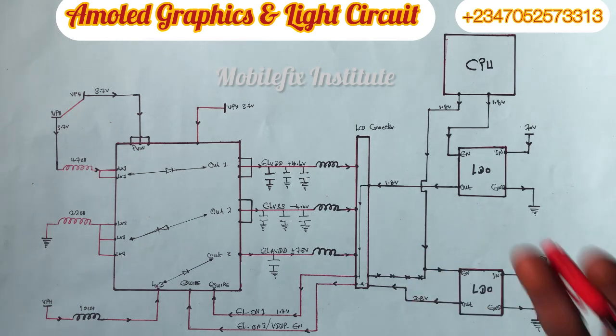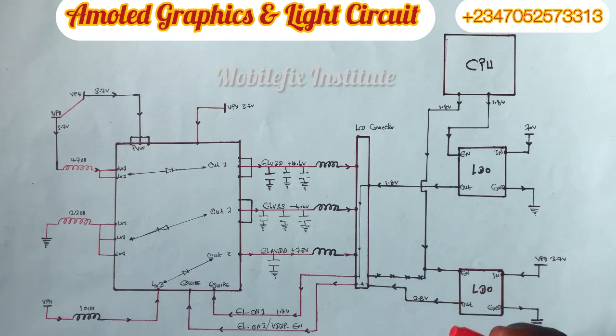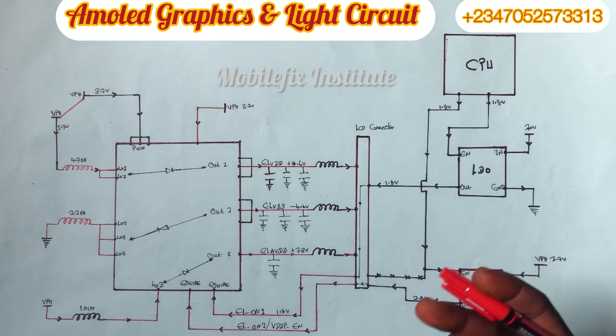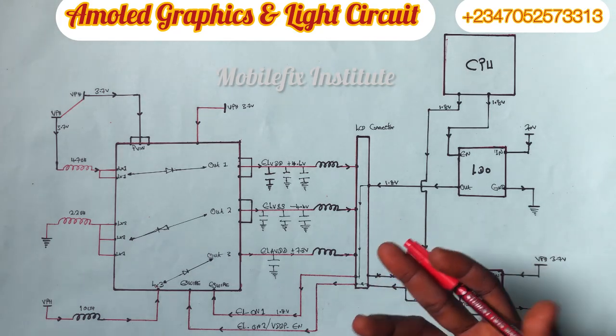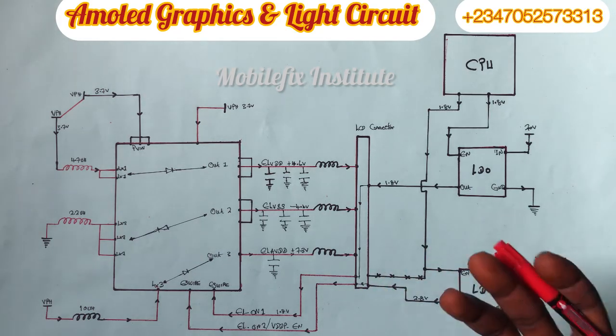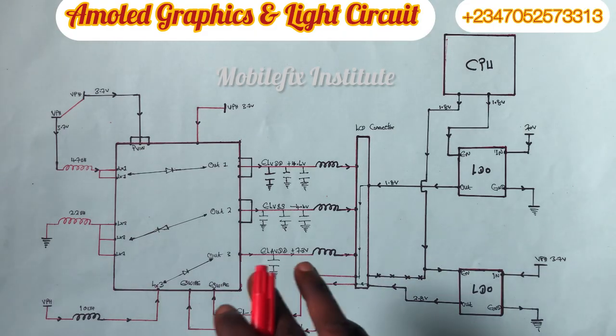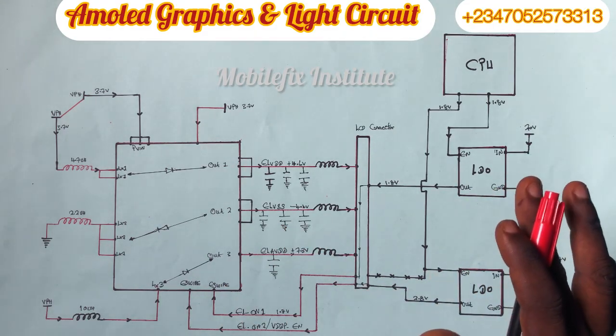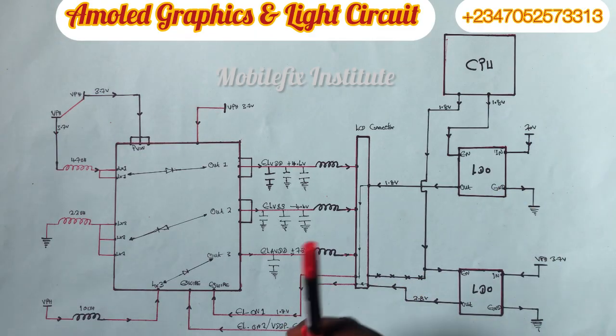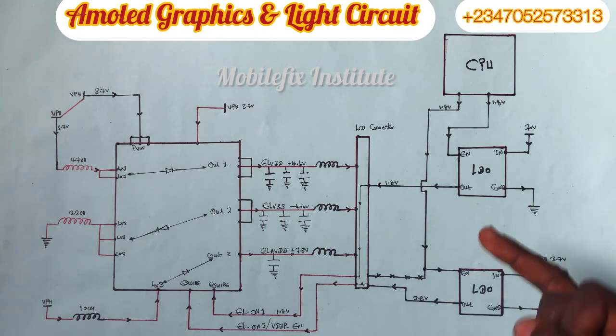AMOLED is a type of screen. Then we have our normal LCD screen, we have AMOLED, we have OLED, we have Super AMOLED. So now we have to study this circuit so that we can know how to troubleshoot and fix it. Now, one thing you have to know is that if this circuit is faulty, you will not have light, you will not have graphics.